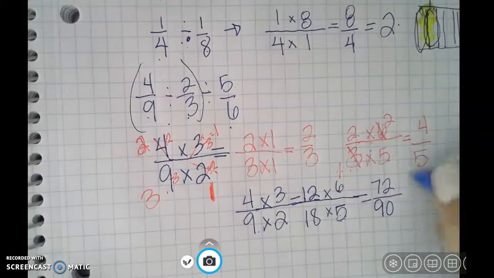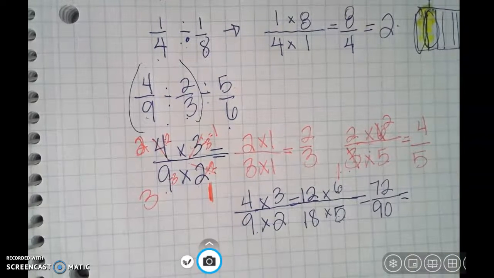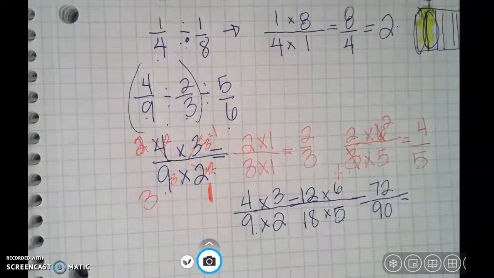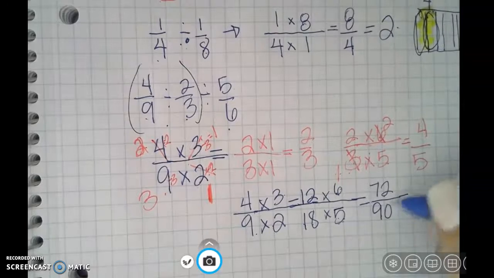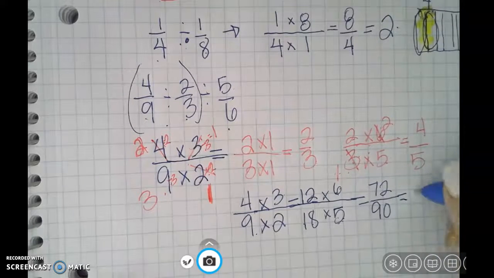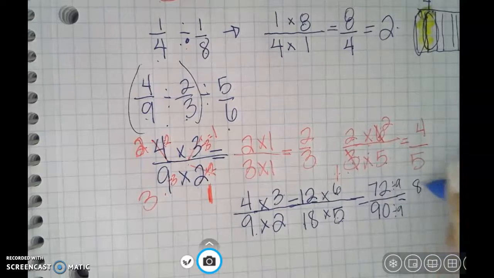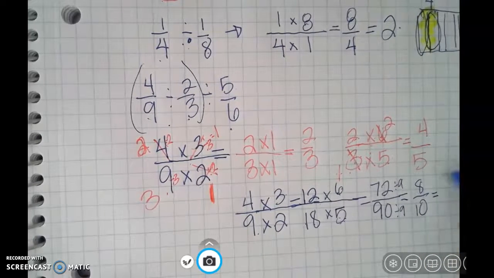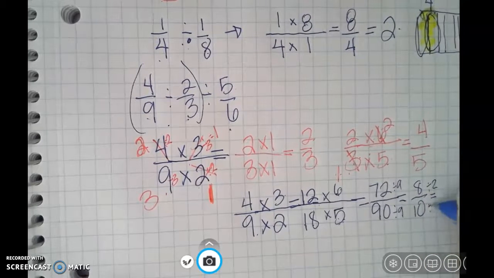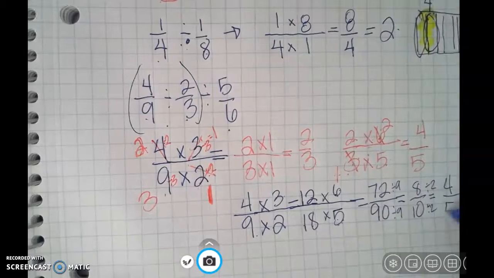I then would need to simplify that to 4/5. And that takes a little bit of time because a lot of you don't know, but 72 I can divide by, I'll do it easily. 72 I can divide it by 9 really quickly, and I get 8/10, and then I can divide both of those by 2 and get 4/5.